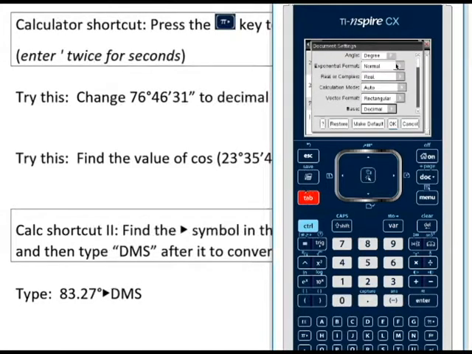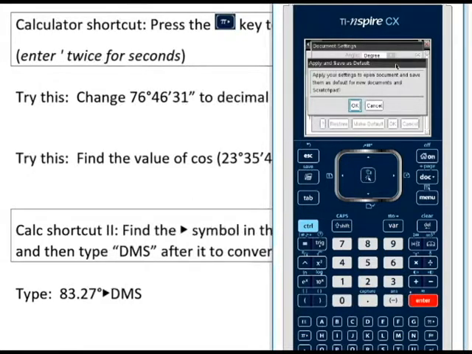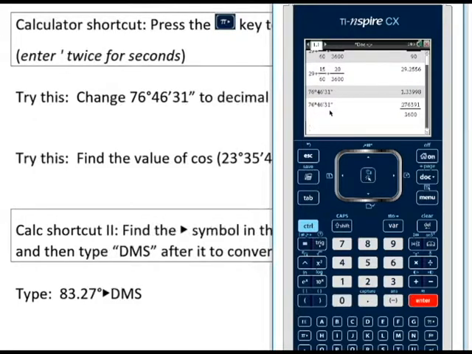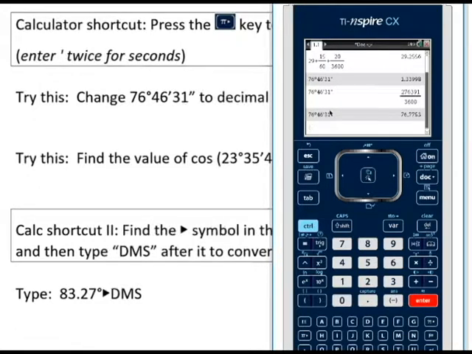We tab down and say Make Default. We will be using degrees this entire chapter. Now, press Enter to repeat the last command, and we get a fraction. Press Control Enter to approximate, and there's the answer we were looking for.